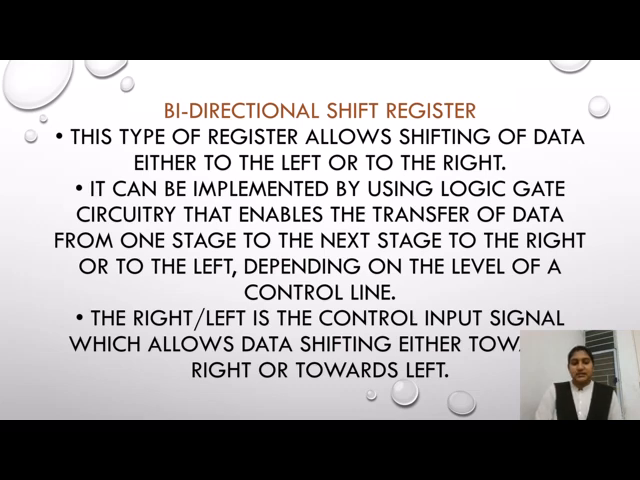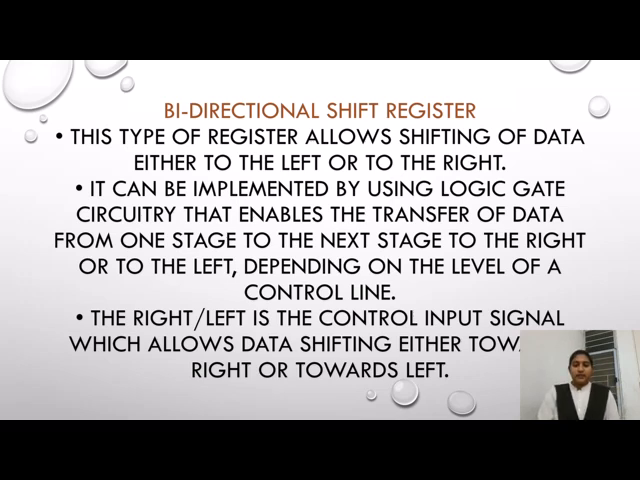Bidirectional shift register. This type of register allows shifting of data either to the left or to the right. It can be implemented by using logic gate circuitry that enables the transfer of data from one stage to the next stage, to the right or the left, depending on the level of the control. As I said, the bidirectional shift register allows shifting of data either to left or right. It can be implemented using logic gate circuitry.